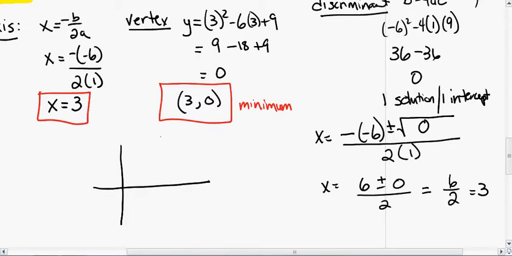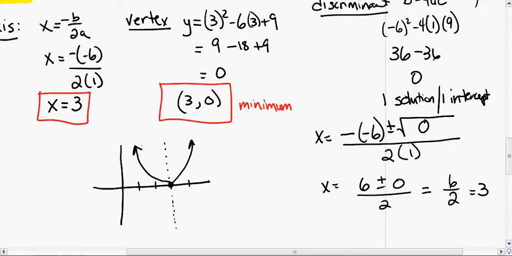First of all, I know that the center of my parabola is going to go through a vertical line, or be a vertical line through x equals 3. I know that (3, 0) is where my vertex is. And I also know that 3 is the only place that this graph is going to touch the x-axis. So chances are it's going to look something like this.